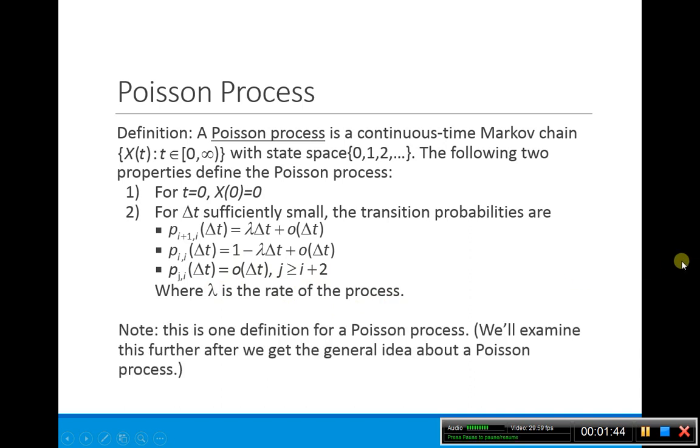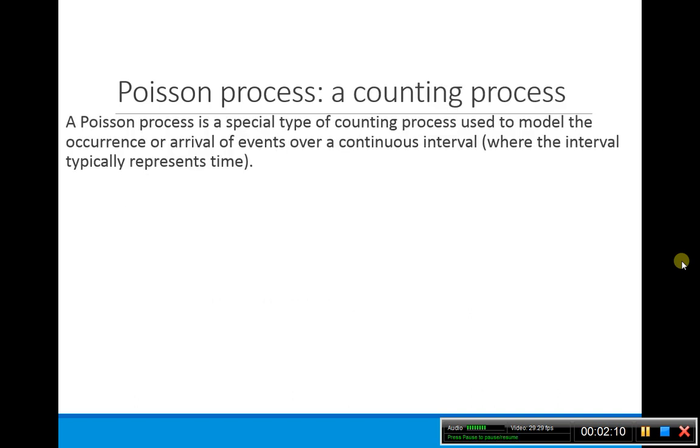So again, this is one definition for a Poisson process. There are more definitions. We're not going to spend a lot of time on the Poisson process because I want to get to how people use continuous time Markov chains for modeling purposes. But the Poisson process is important enough that we need to go ahead and examine it. First, I'll go through an intuitive idea of what the Poisson process is, and then come back to these probabilities in just a few slides.